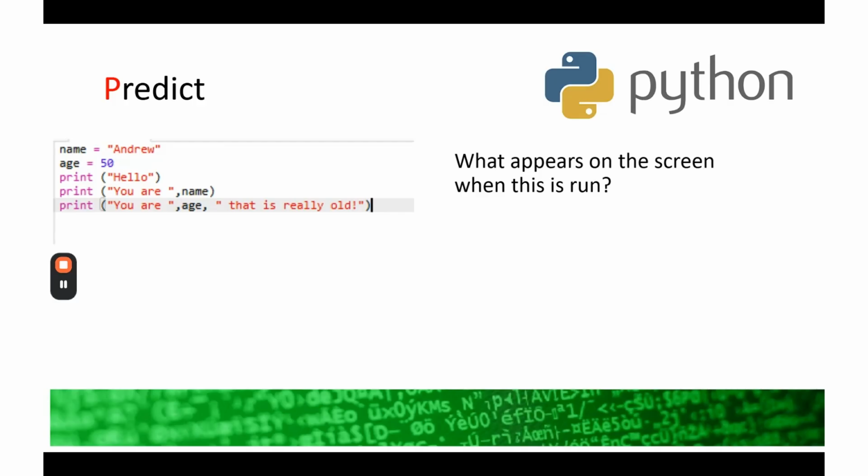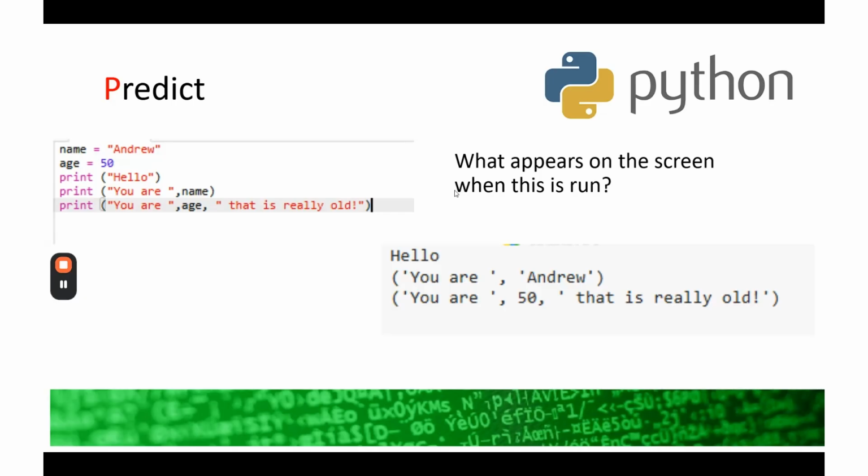Now this is an interesting one because it really asks you to hypothesize what's going to happen. What's going to happen is that it'll say hello, and then it'll say you are, and it'll look up name. It'll say name's not in the quotes, name's separate. So name must be a variable that I've stored, something that I've kept earlier in the program, and it'll look back in the program and see name is Andrew, and then it'll put you are Andrew.